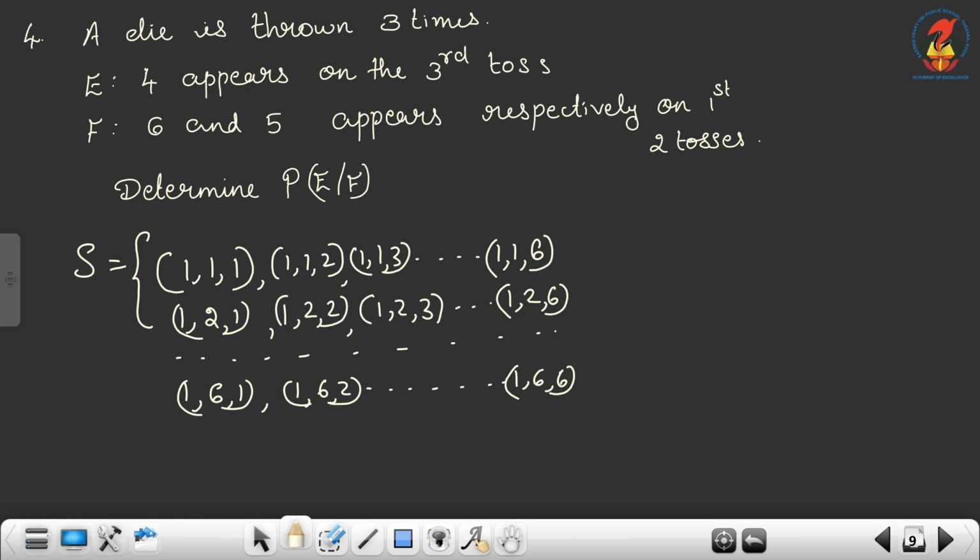Okay. So in the first row there are 6 elements, only the last element changes. So 6, 6, 6 like that. This much is how many elements here? 36 outcomes.